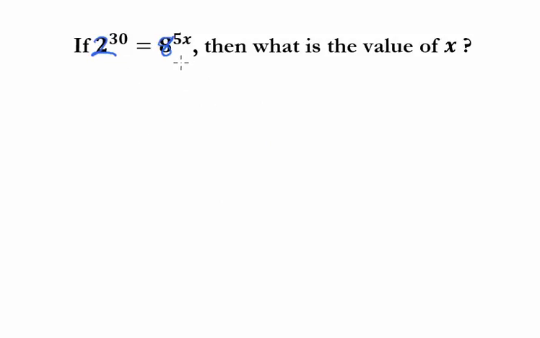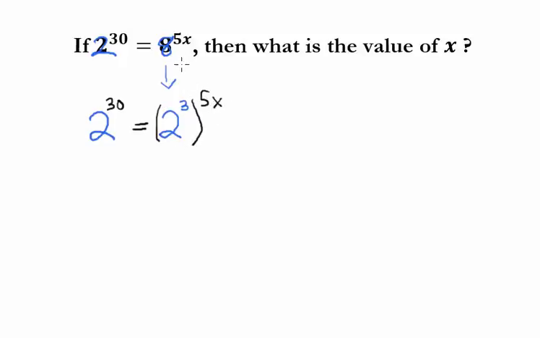We don't have the same base, so the question is, can we find the same base? We certainly can. If I look at the number 8, since 2 is the smallest number, let's say we want to keep 2 the same. So 2 to the 30 power is equal to, how can I write the number 8 as a power of 2? Well, it's easy: 2 to the 3rd power. So 2 to the 3rd power, all raised to the 5x power.